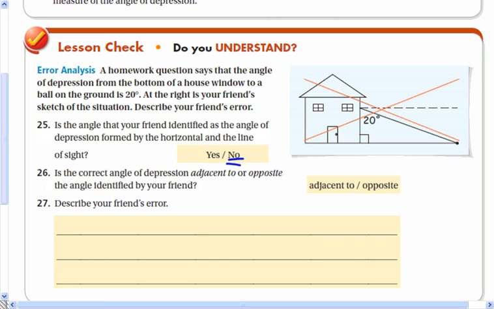The correct angle of depression is adjacent to the angle identified by our friend. It's actually that one right there. So that should be 20 degrees. So our friend's error is he did not correctly identify the angle of depression. The angle always needs to be between the horizontal line and the line of sight. All right, that's the end of the lesson. See you tomorrow.